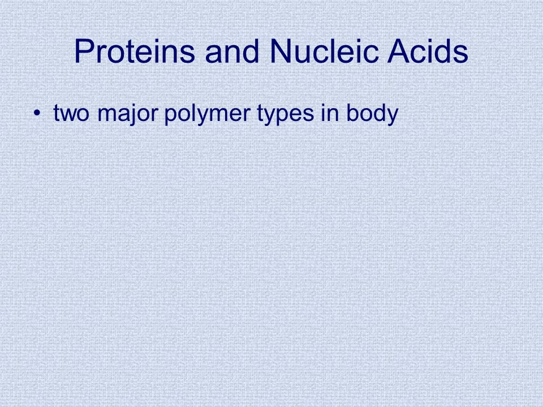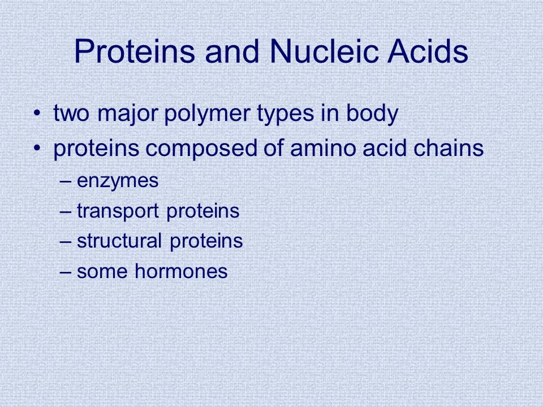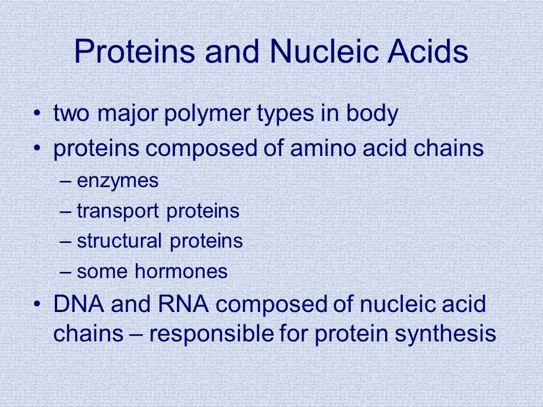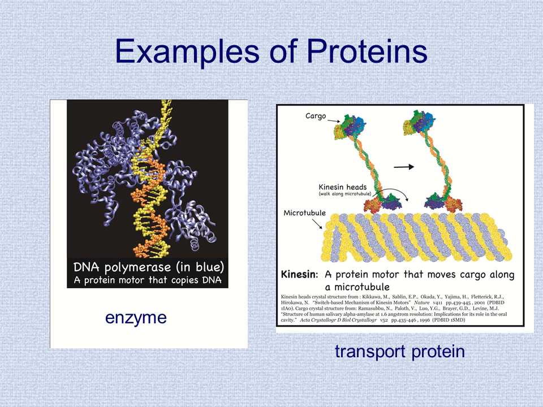Now, there are two major polymer types in the body. The first one is proteins, and proteins are composed of amino acids, and we'll talk about protein structure in just a minute. Some of the types of proteins are enzymes, which catalyze chemical reactions in the body, transport proteins, which move things from one place to another, structural proteins, which, as the name implies, provide structure to the body, such as proteins in bone, and some hormones. Insulin, for example, is a protein hormone that regulates certain processes. DNA and RNA are composed of nucleic acid chains, and these polymers are responsible for protein synthesis, and we'll see more about that later.